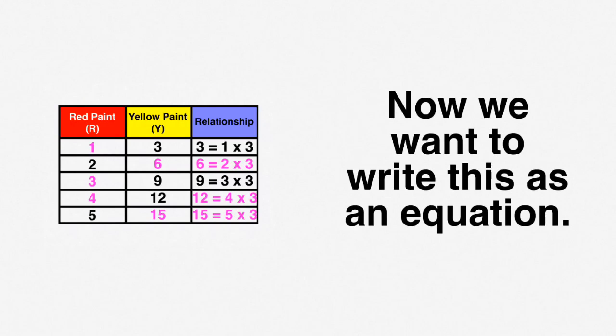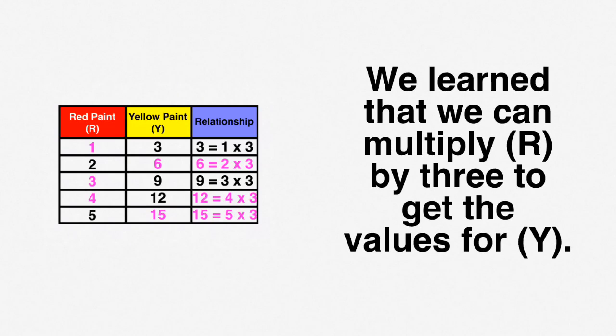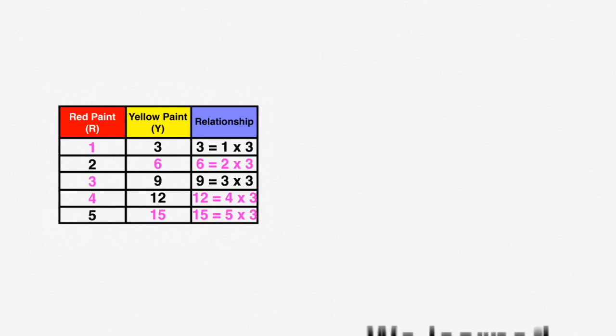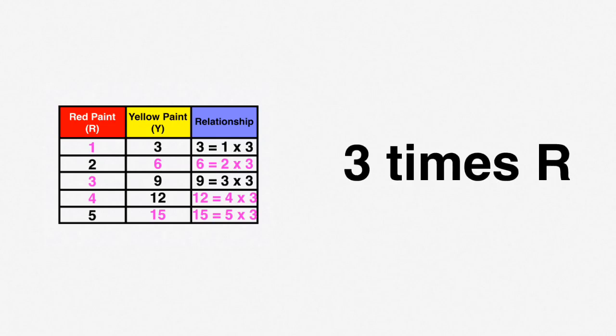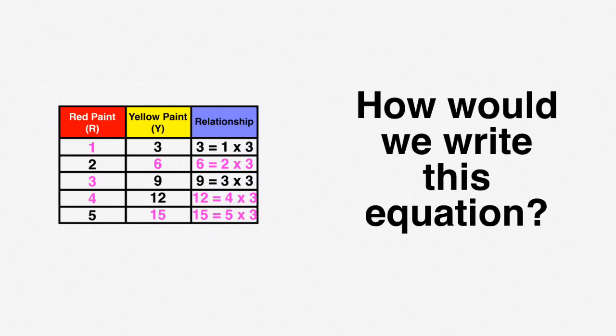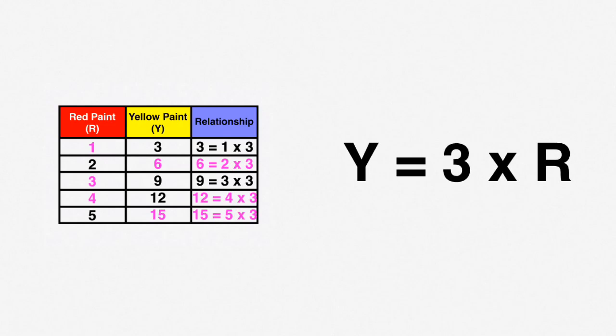Okay, let's take all of this talk about the relationship between these two and turn it into an equation. We know that we need to multiply red, which we can call R, by 3 to get yellow, which we'll call Y. So what if someone gave us Z gallons of red, like any number in the world gallons of red? How many gallons of yellow would we need? We would need 3 times as much red. So however much red we have, we would have to multiply it by 3. And so how would we write this in equation form? Y, yellow paint, is equivalent to 3 times as much as whatever red there is.